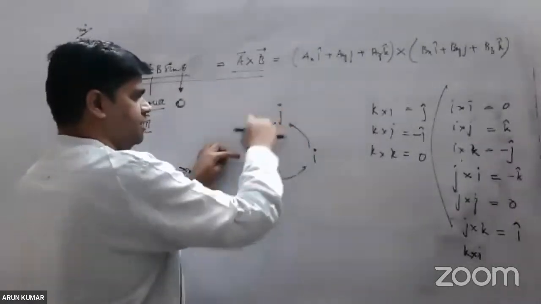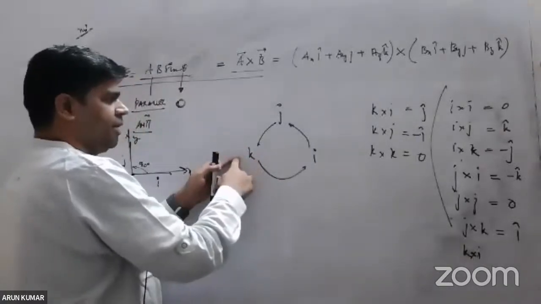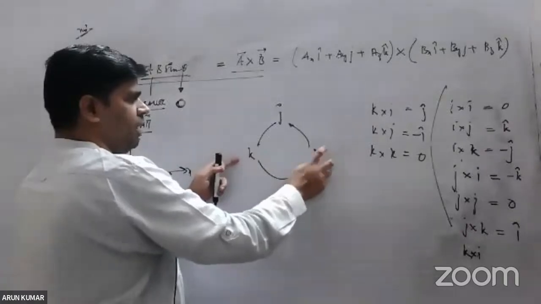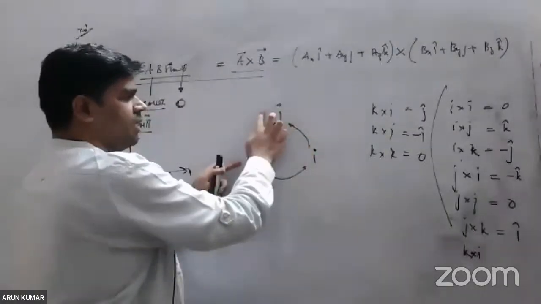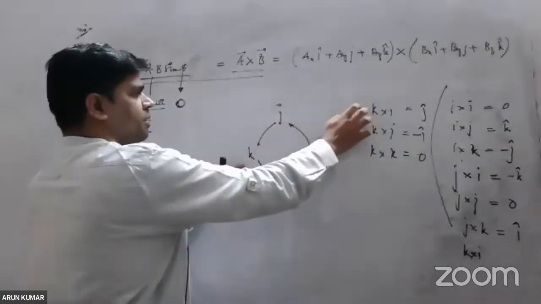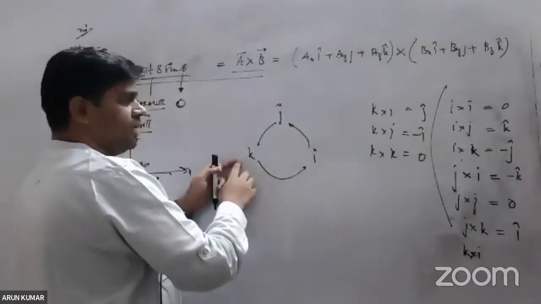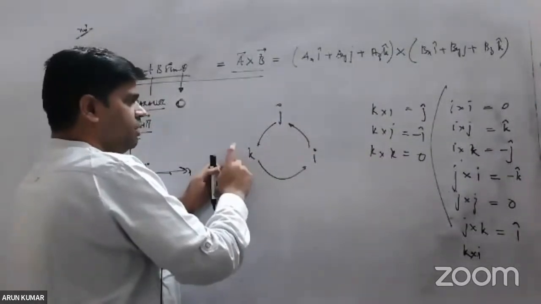I go in anti-clockwise sense. Going anti-clockwise, I cross j gives me the third vector k. J cross k gives me the third vector I. K cross I gives me j. But if I go in clockwise sense, j cross I will give me minus k.